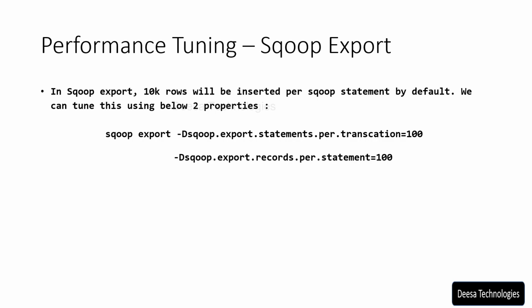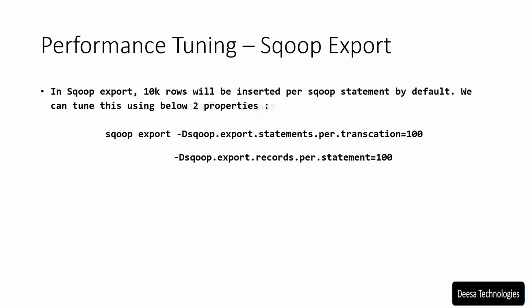Now, Sqoop tuning for export. When you do an export, the data from HDFS will be inserted into your MySQL database or any traditional database. By default, Sqoop can export 10,000 rows at a time. In one single go, it can basically take 10,000 records. Now you can change this by using the below two properties. One is Sqoop export statements per transaction. The other is Sqoop export records per statement.